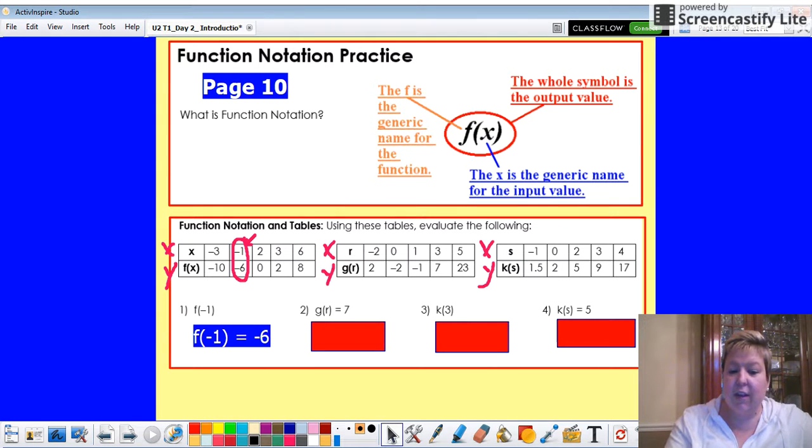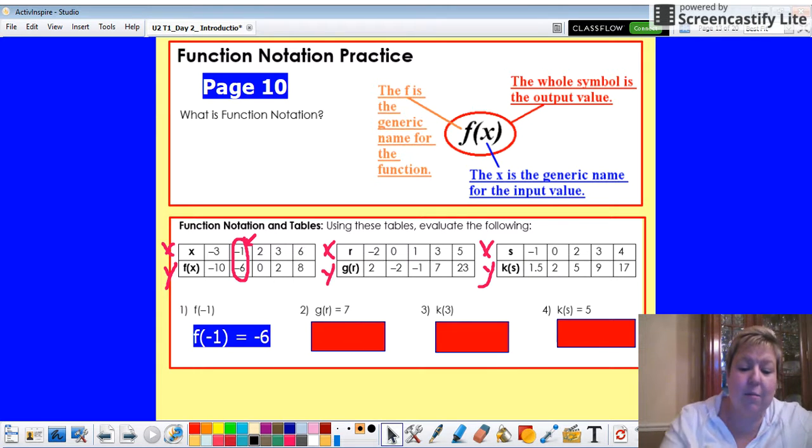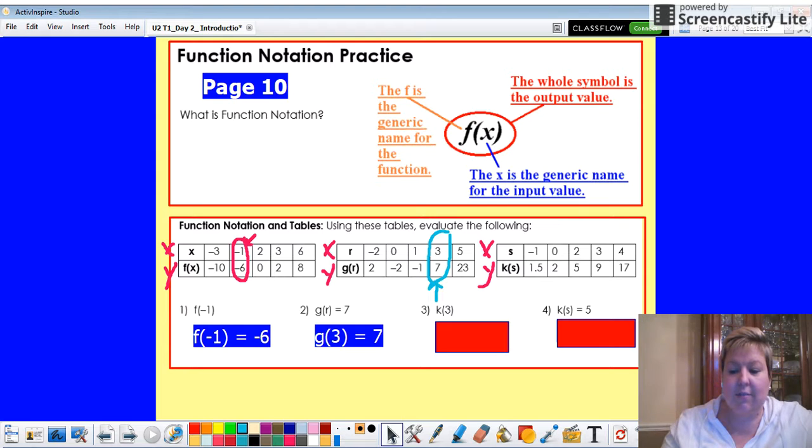For g of r equals 7, this is a little bit different. Number 2 is looking at it backwards. It's saying when you plug in what number, like what x, will your output be 7? So again, I'm going to come over to that second table, and I'm going to take a look. Where is the output 7? So if I'm looking, I should see that my output is 7 right here. Okay, so again, I'm looking at this part of my table. I know that the output is 7 when I input a 3 for r. So the way I'm going to write that in notation is going to be g of 3 is equal to 7. The input is 3. The output in this case is 7.